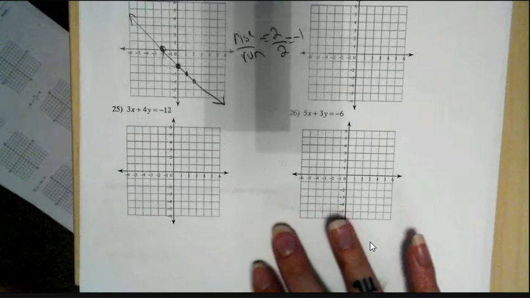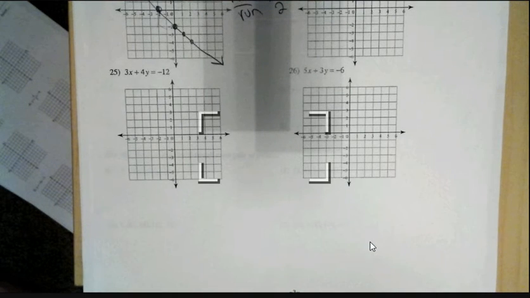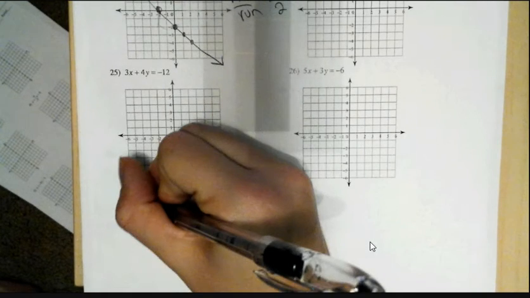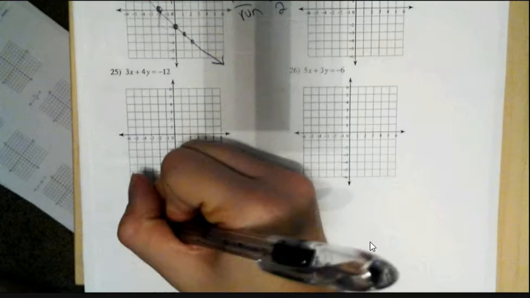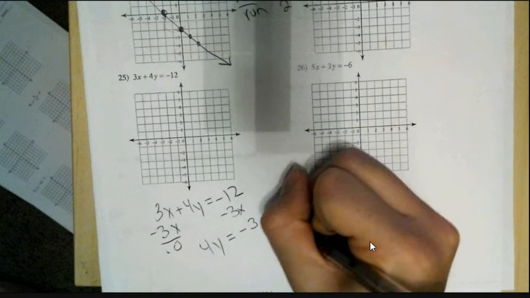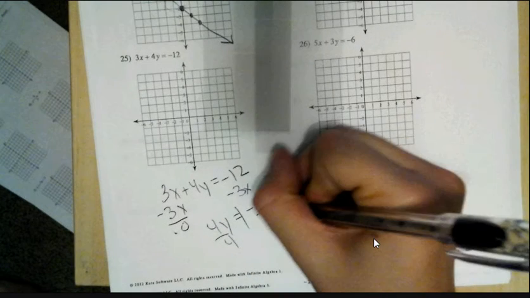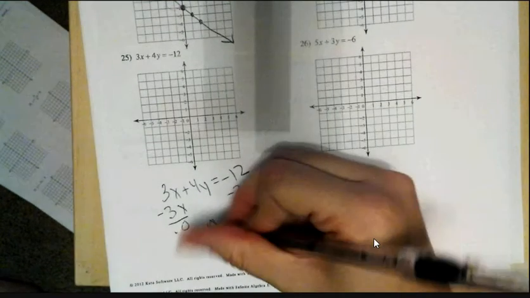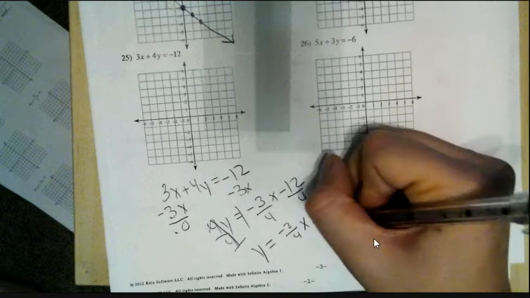Now 25 and 26 are a little bit different because they are not in slope-intercept form. I don't know what my slope is. I don't know what my y-intercept is unless I put it in slope-intercept form. So I'm going to start by rewriting my equation, and then I'm going to subtract 3x from both sides. And I get 4y equals -3x minus 12. And then I'm going to divide each side by 4. I'm left with y equals -3/4 x minus 3.